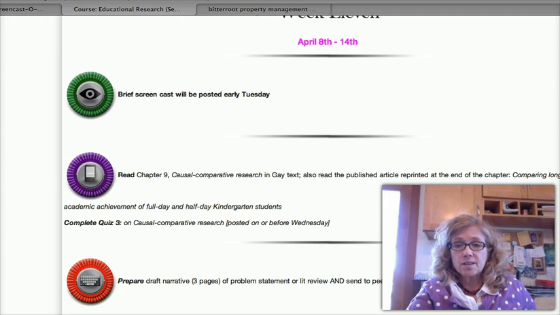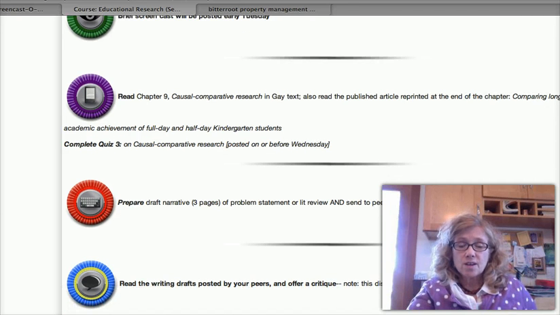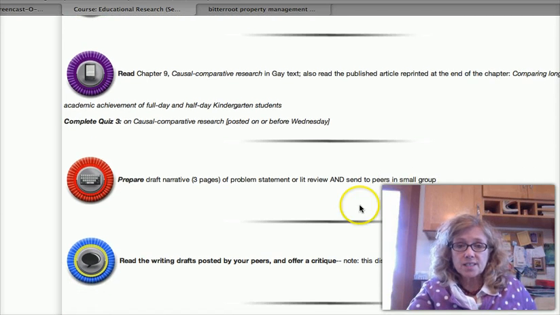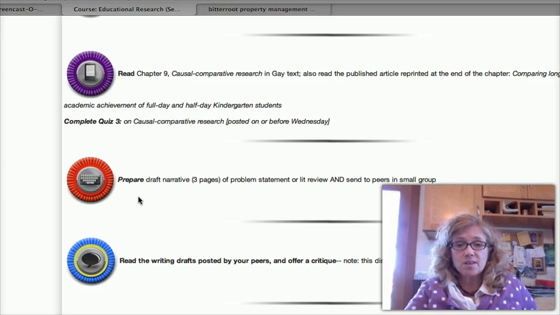Also this week, we've combined writing workshop 1 and 2 over this week and next. You will prepare a draft narrative or expository writing. Don't get confused about narrative research. It's not narrative research, it's just how you write an academic paper. So expository writing of either your introduction to your paper.